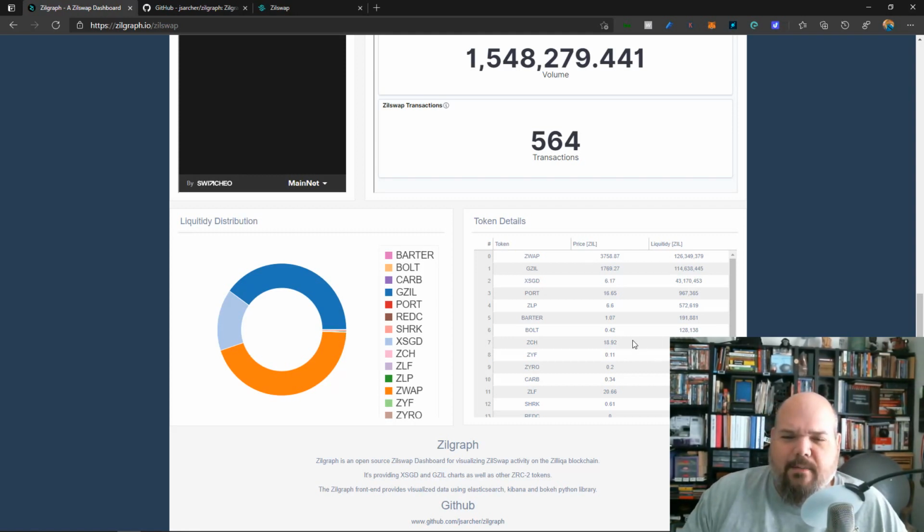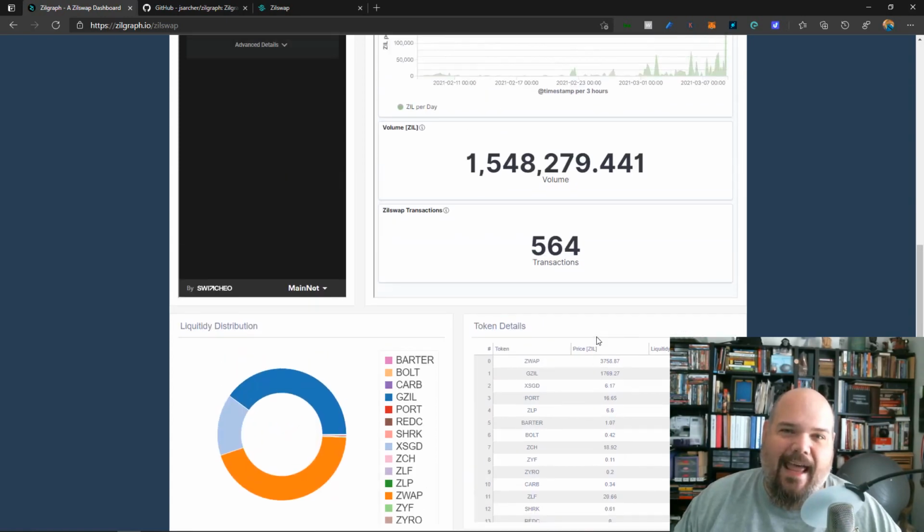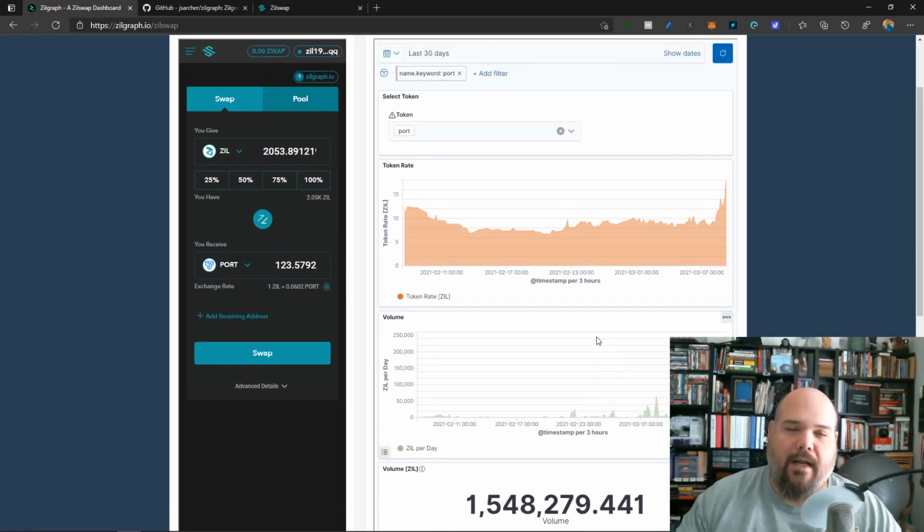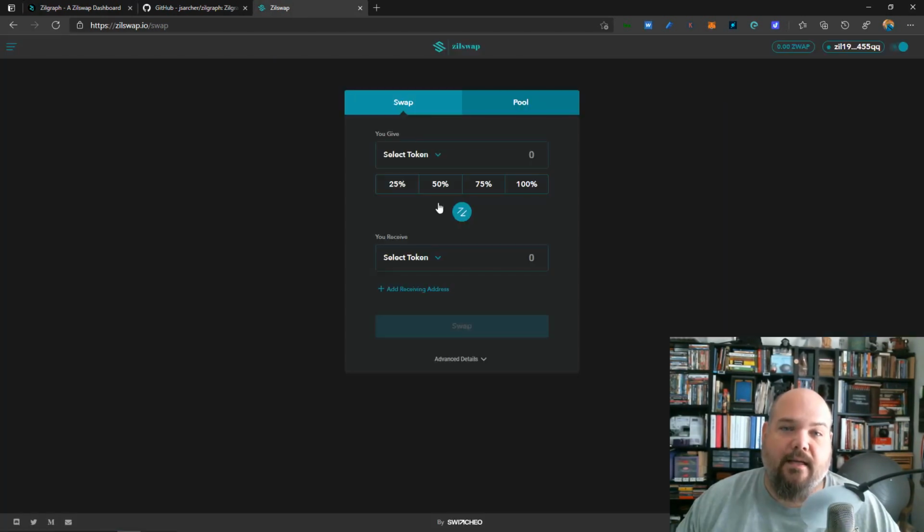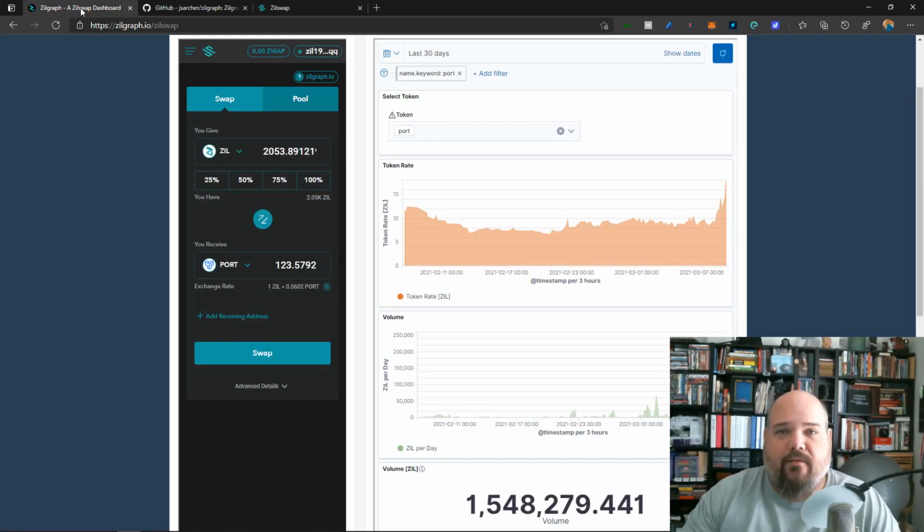We can also see some of the specific volumes. So we're getting a nice at-a-glance overview visual information in both a ring chart and in a table of the liquidity provisioning across all of ZilSwap. And then for an individual token pair, we're getting that token rate and the token volume. With this, we can start making some really good informed decisions rather than just looking at the DEX interface. As good as it is, it does what it does, but it's nice to have this other information as well.